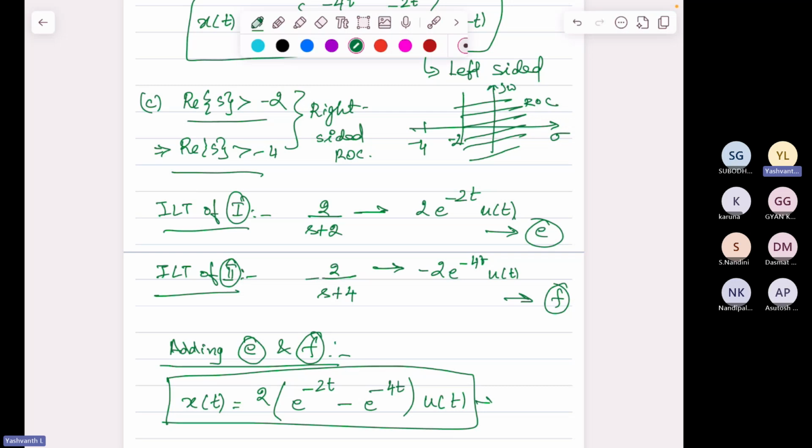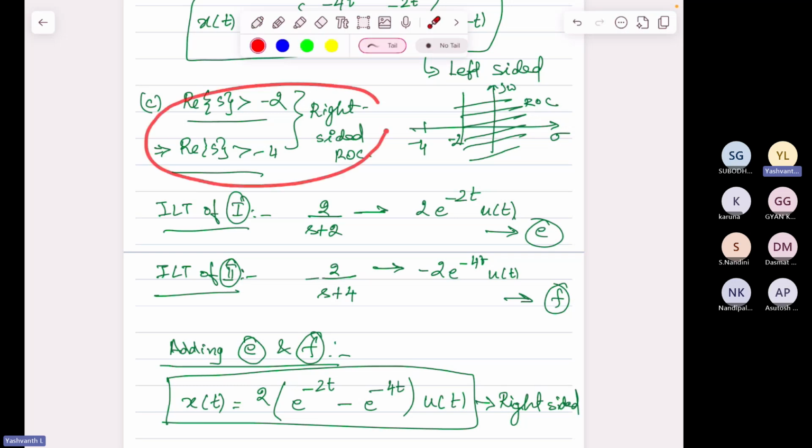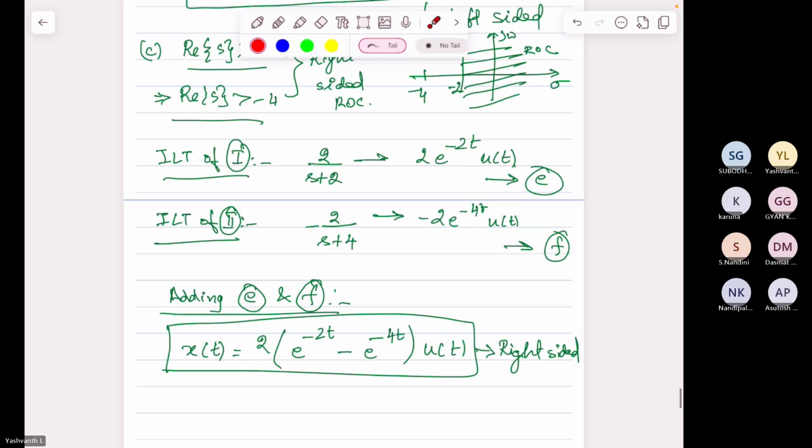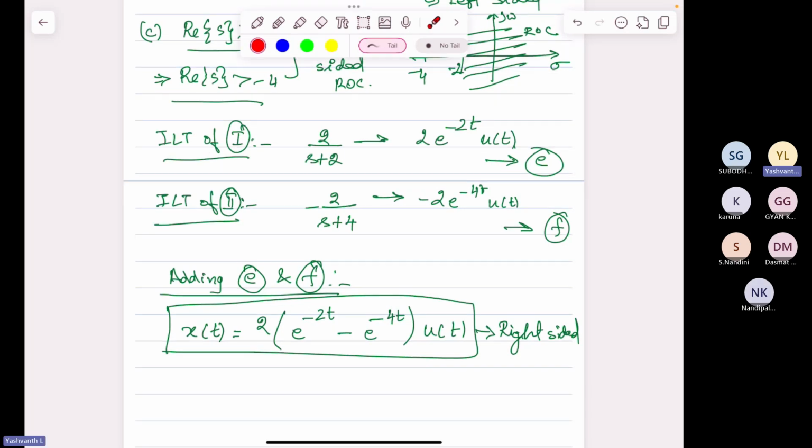This is a right-sided signal, because the first term is e power -2t into u of t, which is right-sided. The second term is e power -4t into u of t, that is also right-sided. And the sum or difference of any two right-sided signals is also right-sided. That's why it's a right-sided signal, because your ROC was right-sided. So this says that your ROC is very important.